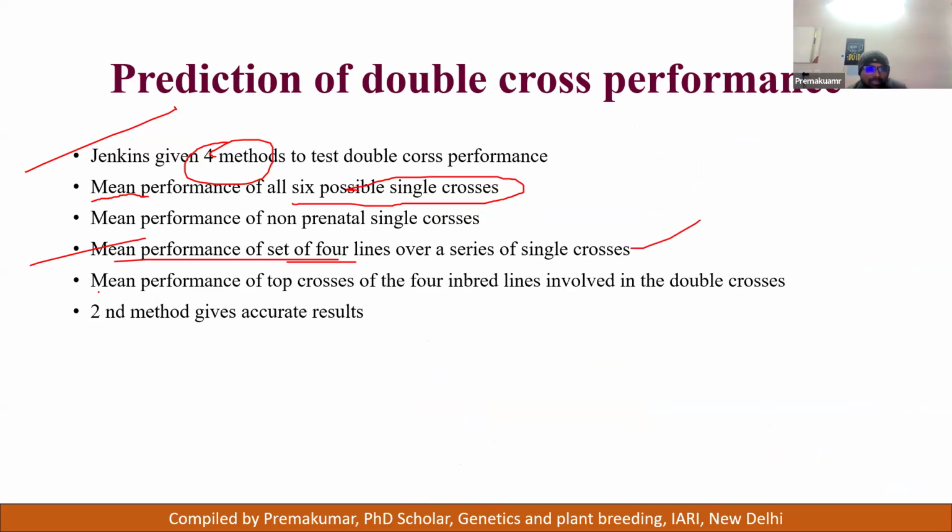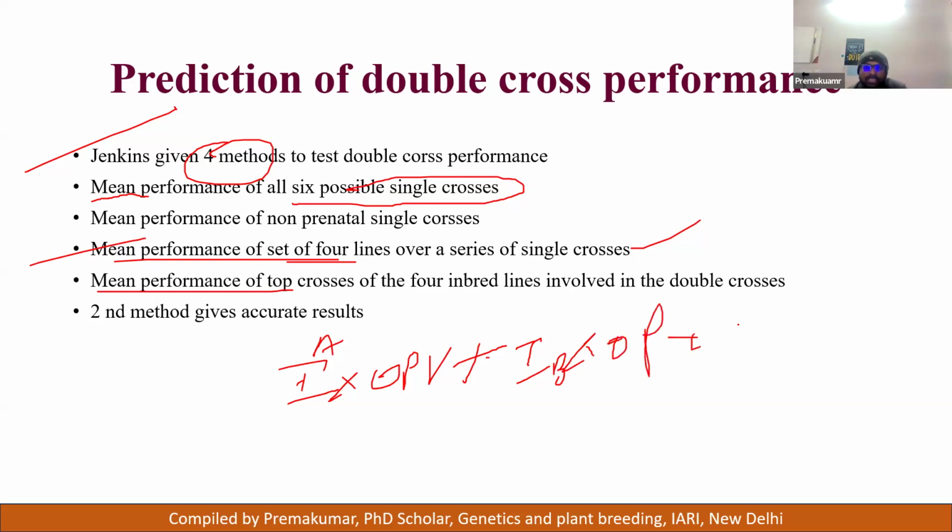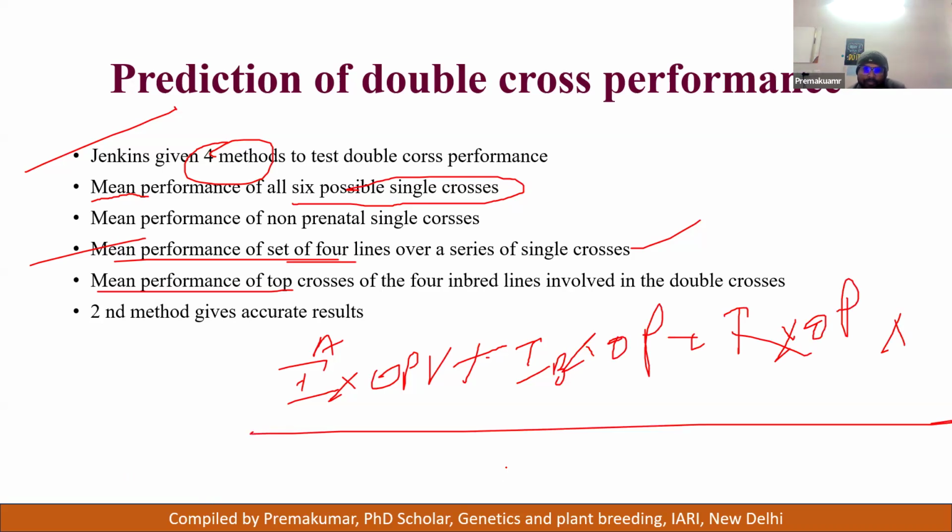Then the mean performance of top crosses means that you cross inbreds with OPV. For example, you take 4 inbreds: inbred A and inbred B into OPV, plus inbred C into OPV, then inbred D into OPV, then you divide it by 4. And whatever value you get, that is the performance of your double cross.